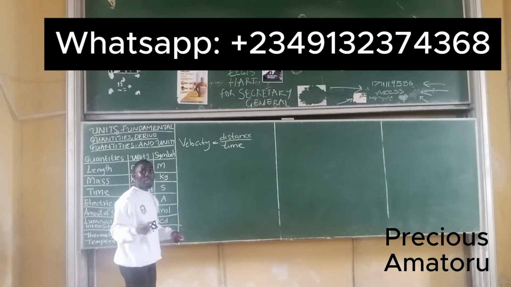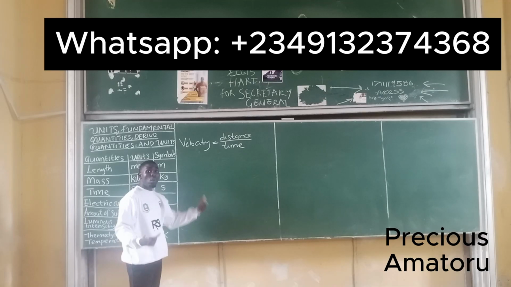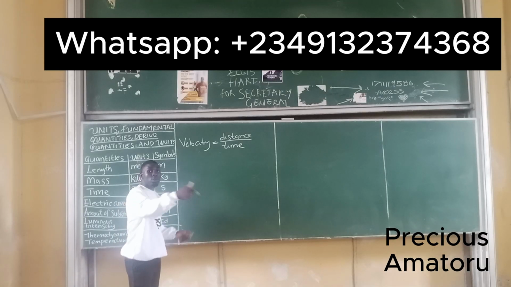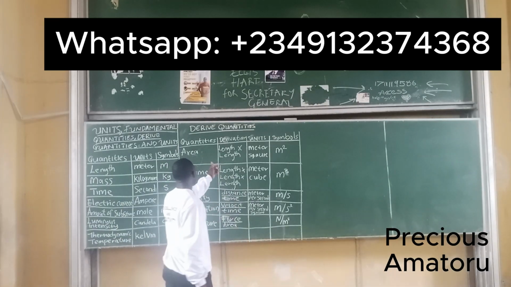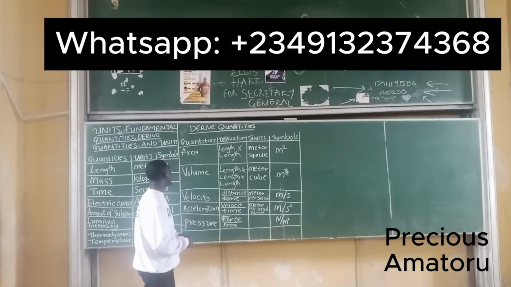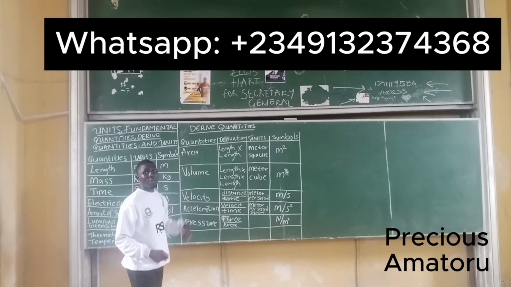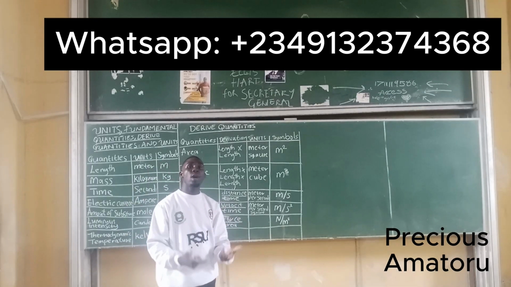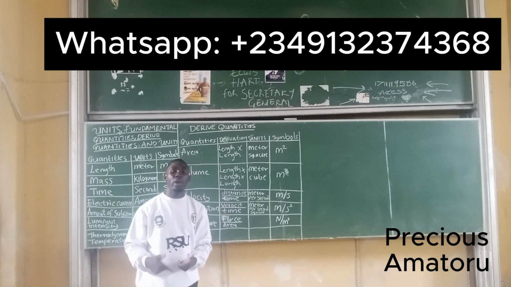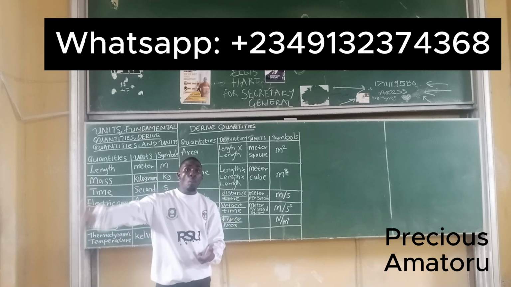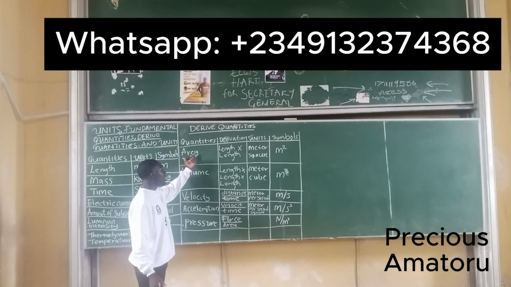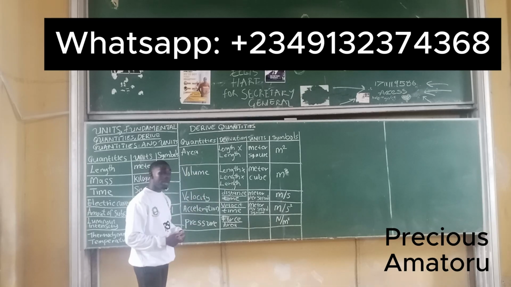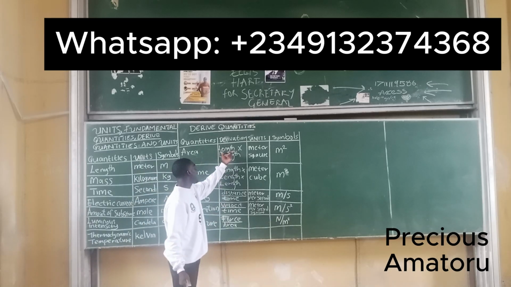So I'm just going to give a list of a few derived quantities and also how they relate to their fundamental quantities. As you can see from the table, these are different derived quantities. So any quantity that you have to multiply or divide 2 or more fundamental quantities is a derived quantity. So let's look at area. For us to get the area of any cross-sectional area, we will need to multiply length by length.